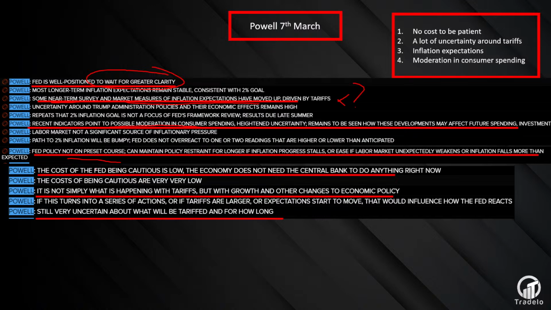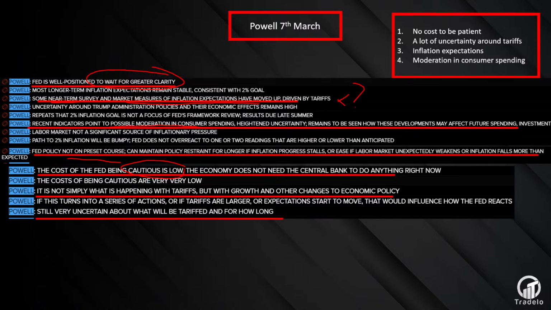Okay, the cost of the Fed being cautious is low. In other words, we can wait a couple of months and it's not going to cost us anything. Okay, and I think that's important because effectively we could get the exact same outcome tomorrow, which is we don't need to do anything right now. Policy's in a good place, we've got time, and time won't cost us anything.